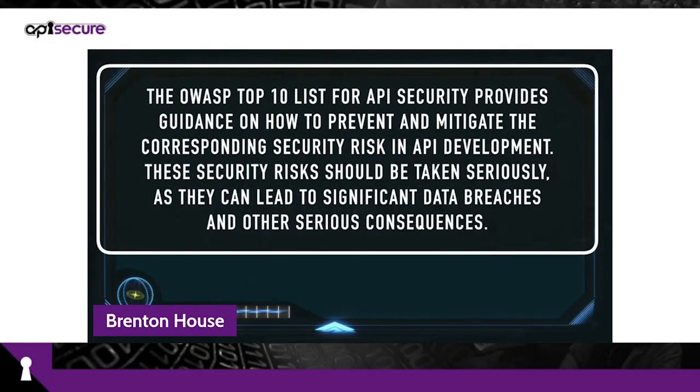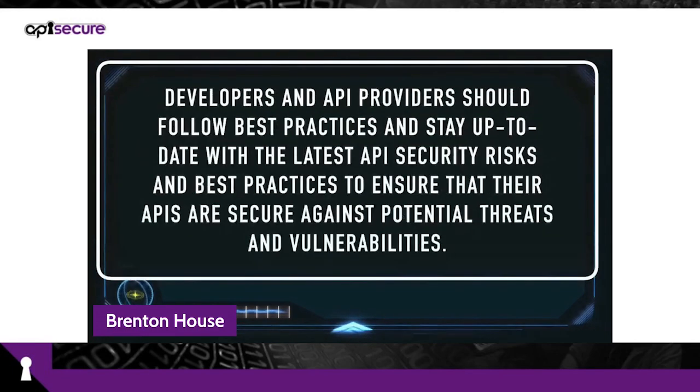The OWASP Top 10 list for API security provides guidance on how to prevent and mitigate the corresponding security risk in API development. These security risks should be taken seriously as they can lead to significant data breaches and other serious consequences. Developers and API providers should follow best practices and stay up to date with the latest API security risks and best practices to ensure that their APIs are secure against potential threats and vulnerabilities.